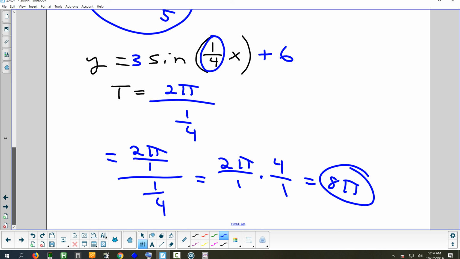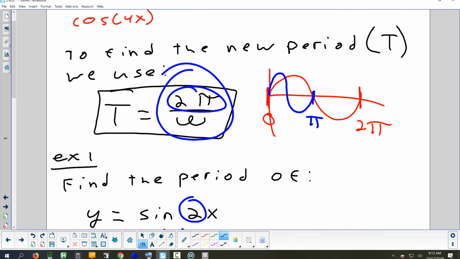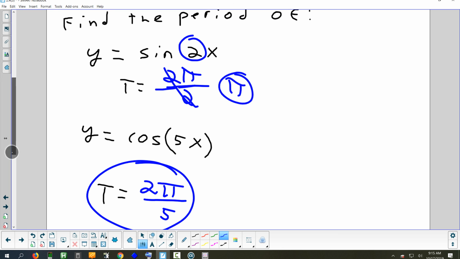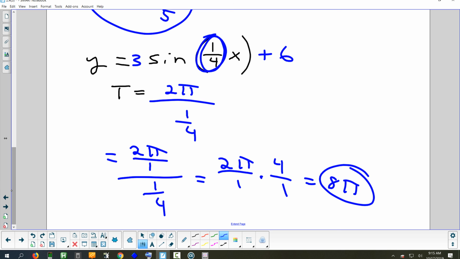And a lot of people, when they look at this, they say, oh, the period is 1/4. No. 1/4 is just the bottom of the fraction. Okay? It's 2 pi over 1/4. Same thing here. Don't say that the period is 2. No. Period is pi. Okay? 2 is just the number that goes in the bottom of the fraction. Okay. So any questions on that?